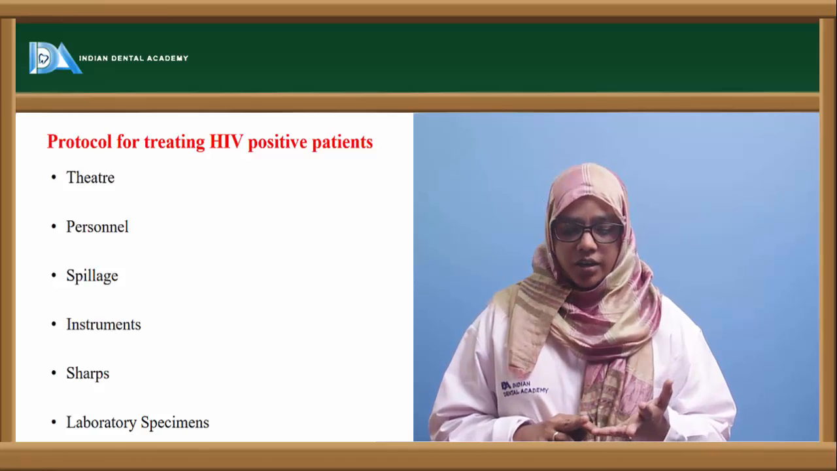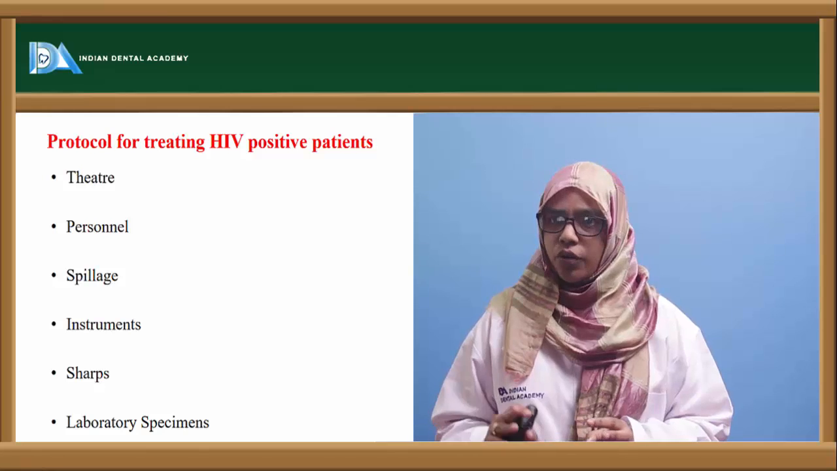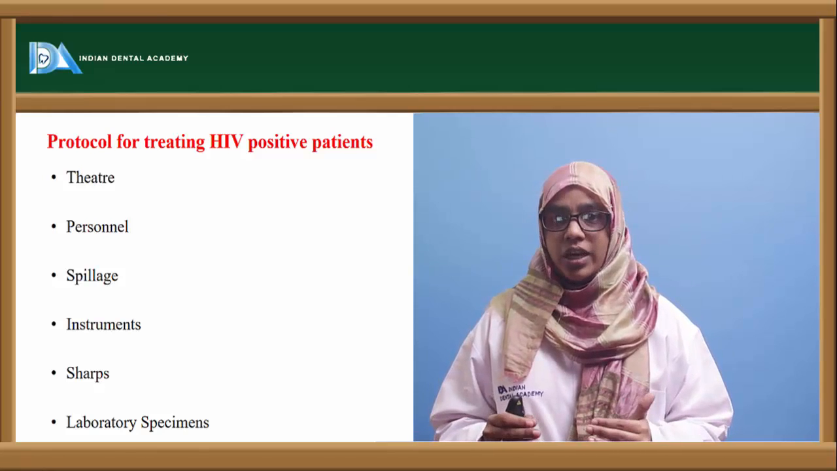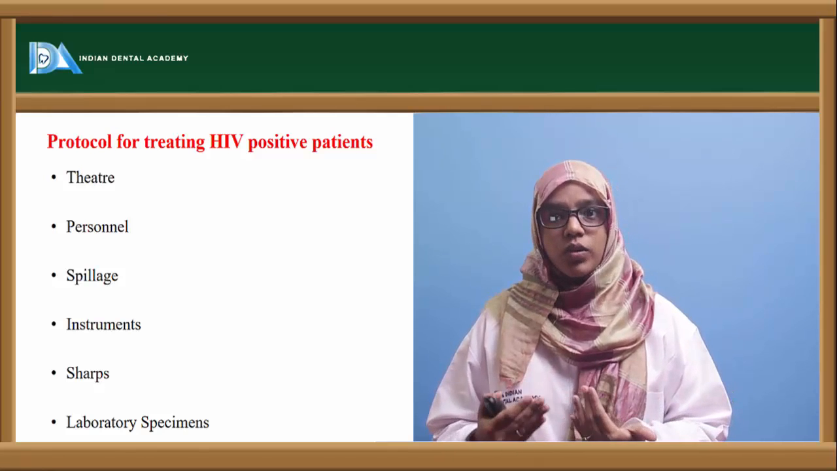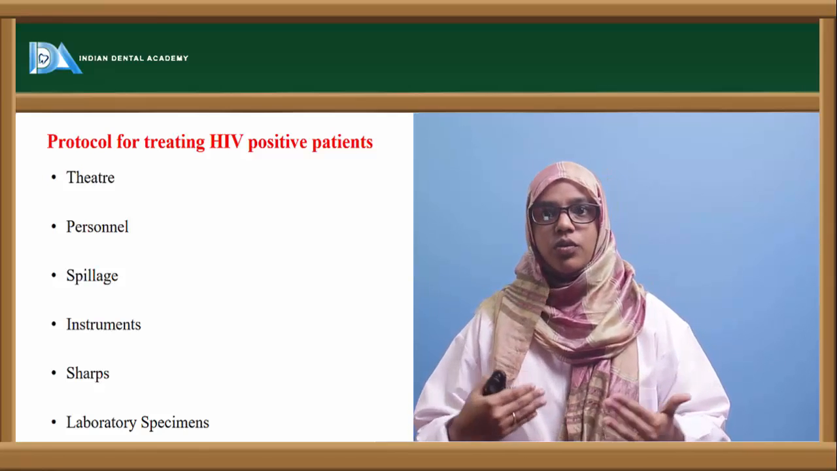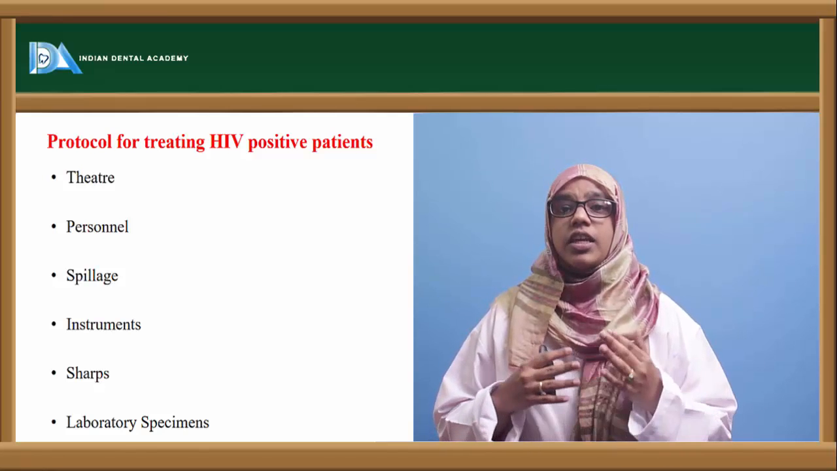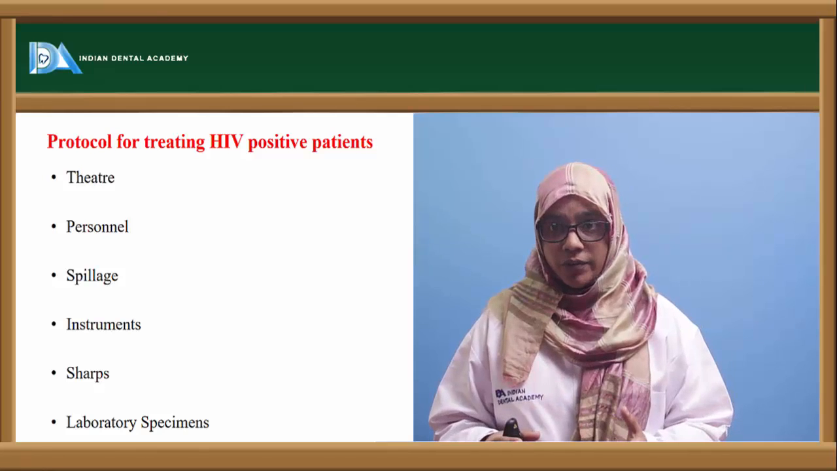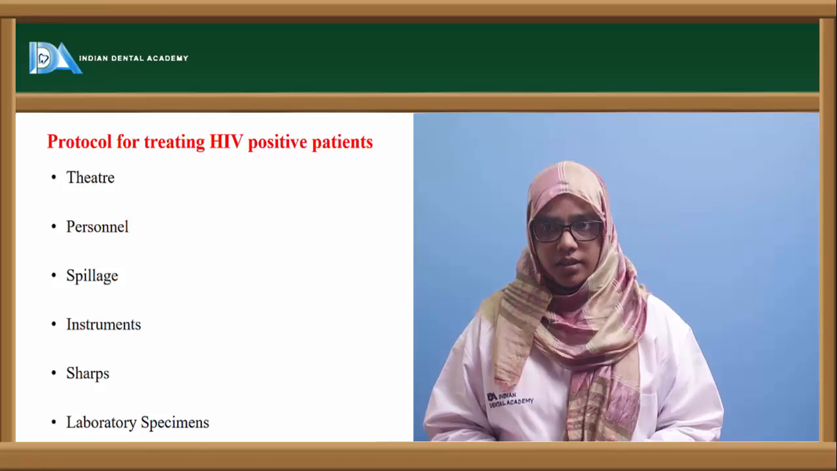Then use minimal instruments. All additional instruments should be avoided or removed. Keep fewer persons in the room so that you do not contaminate others. If you require a circulating nurse, keep the circulating nurse outside the door so that you can communicate, but keep as few persons in the room as possible. If there is any kind of spillage of blood, put 2% sodium hypochlorite for 30 seconds, then mop it with a disposable towel and then incinerate it.